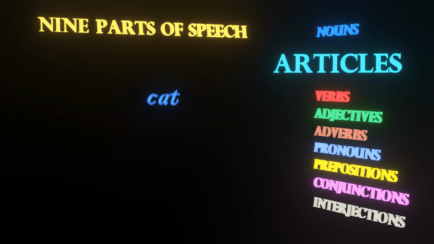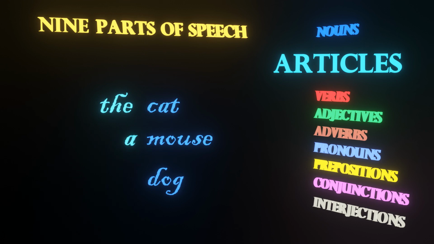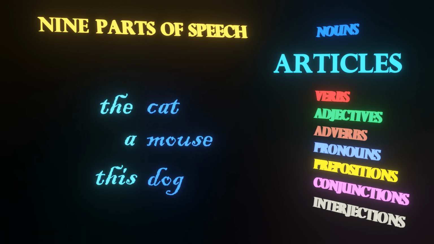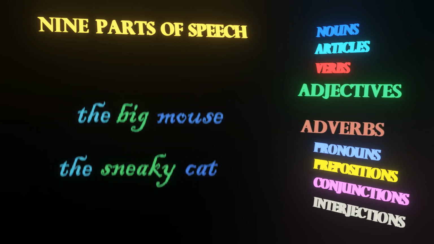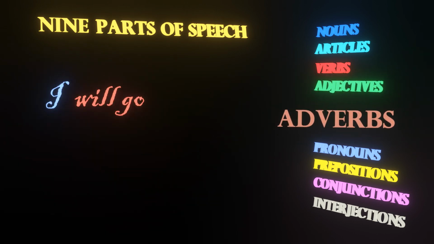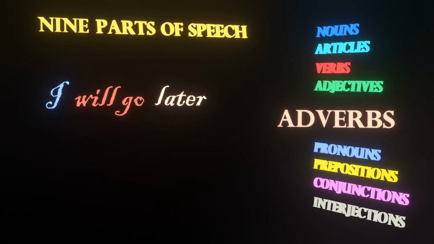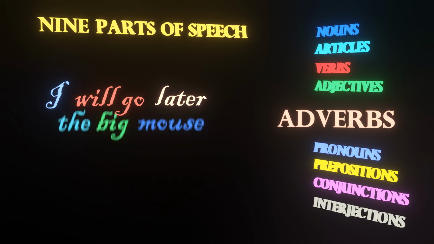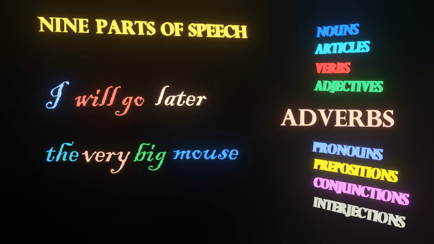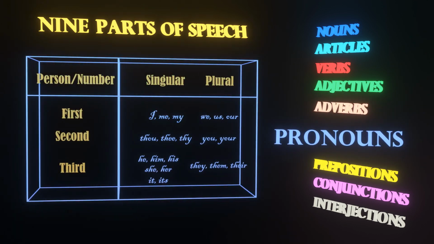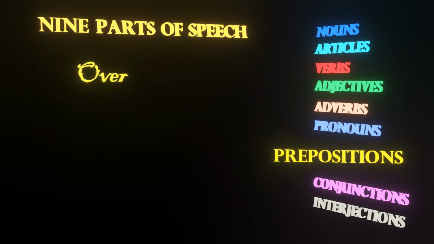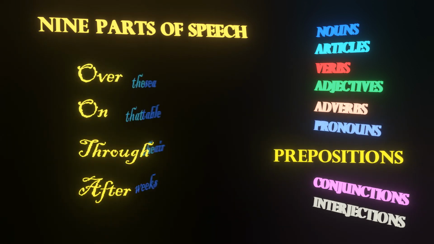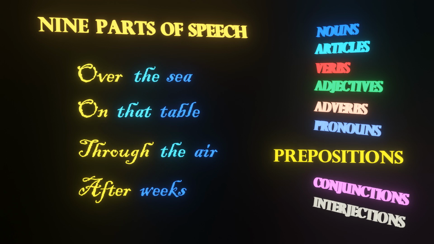Articles provide specificity for nouns, as in the cat, a mouse, and this dog. Adjectives are words that qualify nouns such as the big mouse or the sneaky cat. Adverbs originally modified verbs, as in I'll go quickly or later, but many can just modify other words, as in the very big mouse. Pronouns are set words like he, she, and it that are used to kind of stand in for nouns. Prepositions like over, on, through, and after communicate relative location in time or place.